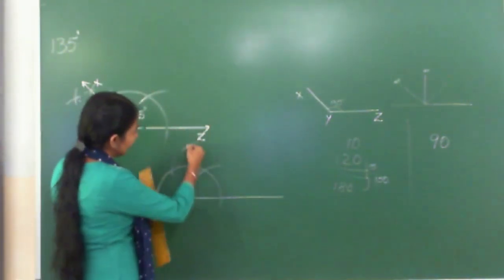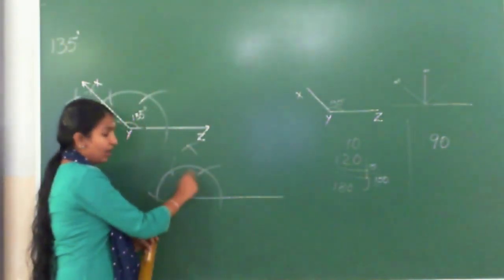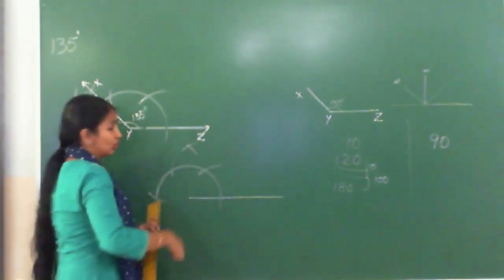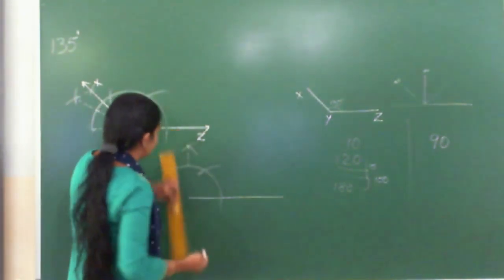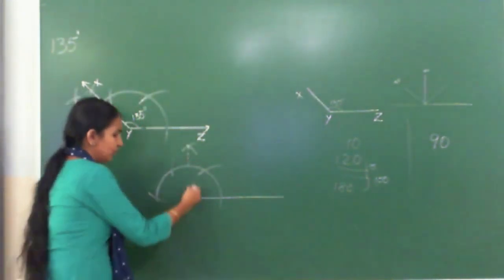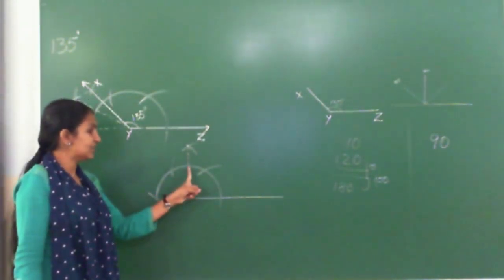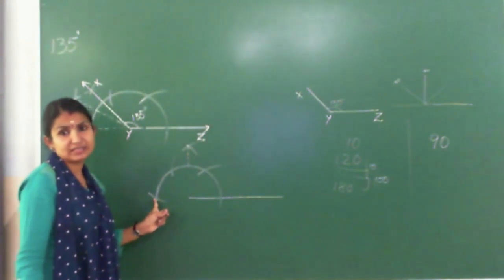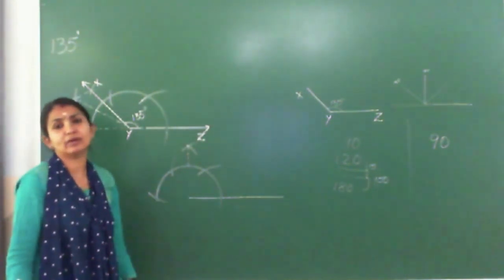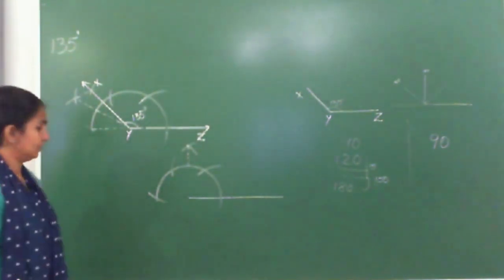Now for 90 degrees we have to draw this arc. In that we want to touch with the dotted lines. Till this we need, we don't want till this. So after drawing 90 degrees, again we want to bisect this 90 and 180. We will get the required 135 degree angle.